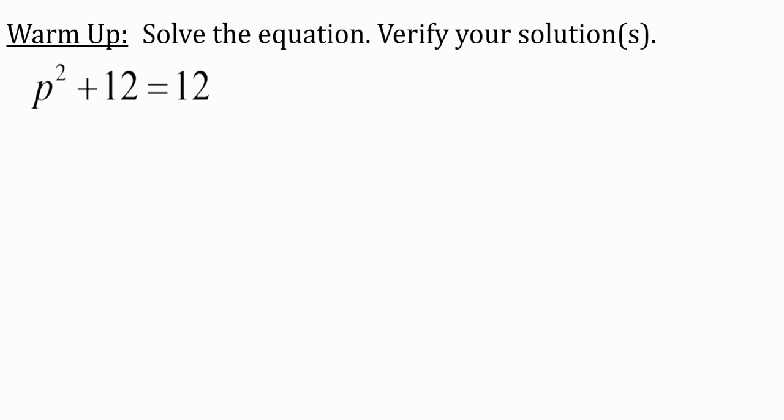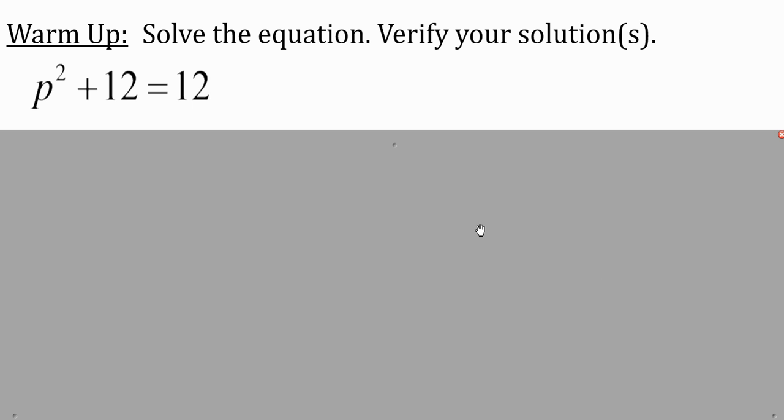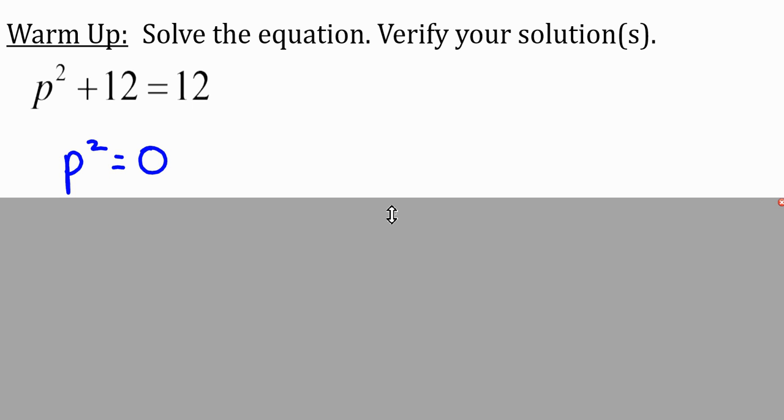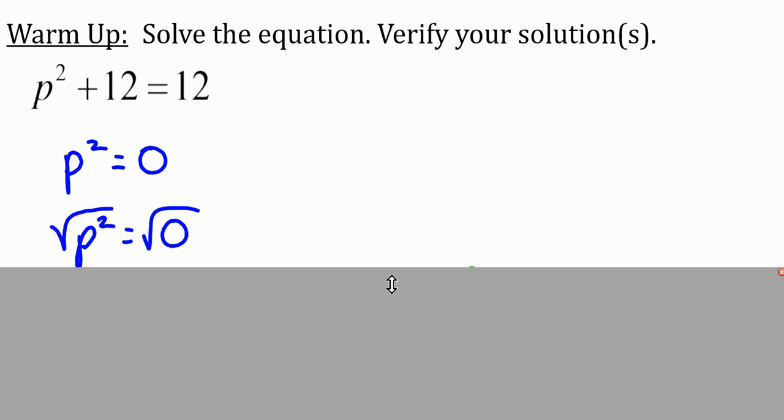Well, what about this equation? p squared plus 12 equals 12. Again, we can see that we're adding 12, so how do we undo that? We would subtract 12 from each side. So now we have p squared equals 0. Again, we're trying to solve for the variable p, so how do you undo something that's squared? We use its inverse operation. We take the square root of each side.